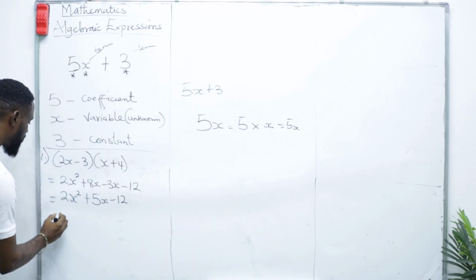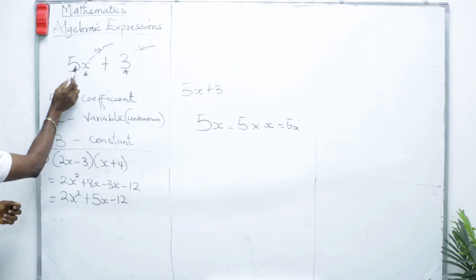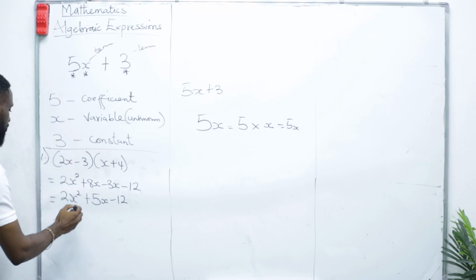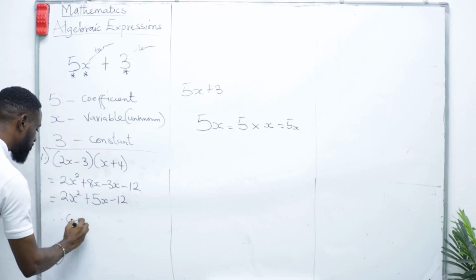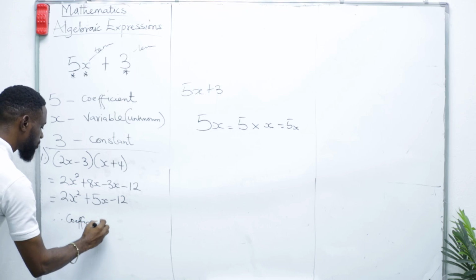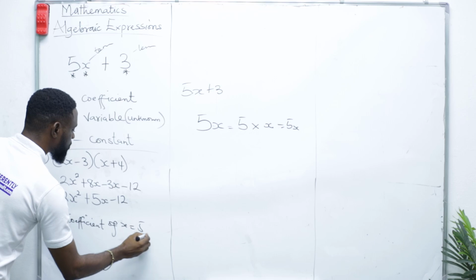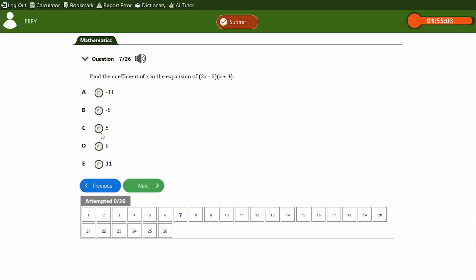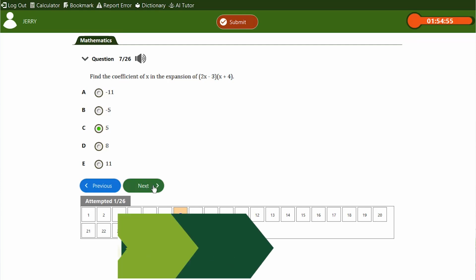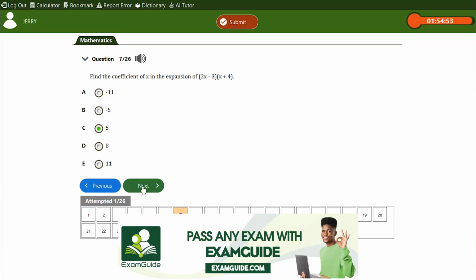So we say, therefore, the coefficient of x is equal to 5. That is the coefficient of x. So option C is our correct option there. So let's see if we can see more coefficient questions.